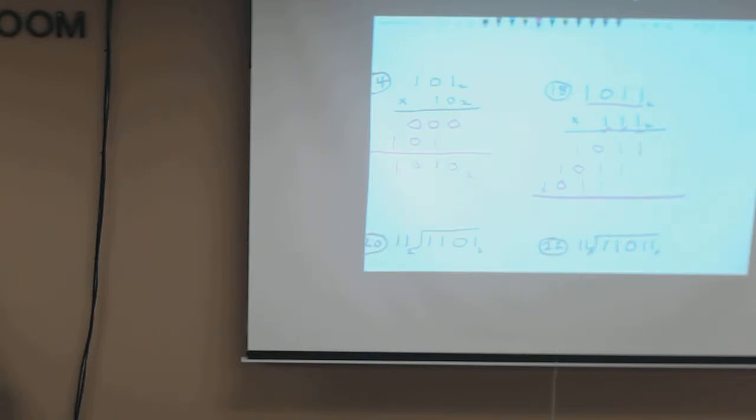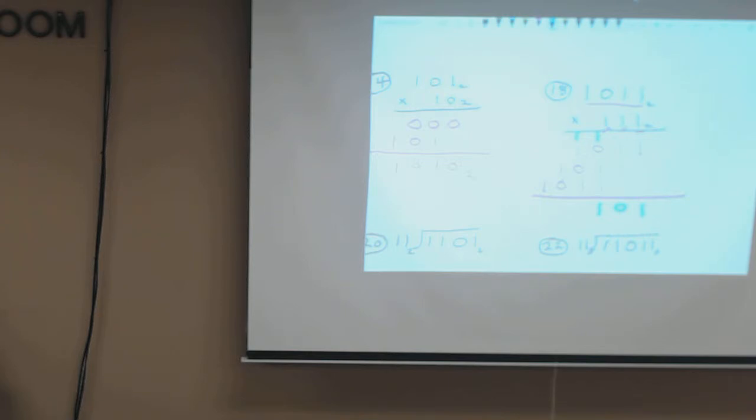1. What's 1 and 1? 10. What? 2. How do I say 2 in binary? 1, 0. I put down a 0. Maybe I'll change the color here. So this is 1. This is 0 and carry the 1. What's 1 and 1 and 1? 3. How do I say 3 in binary? 1, 1. Put down a 1, carry a 1.